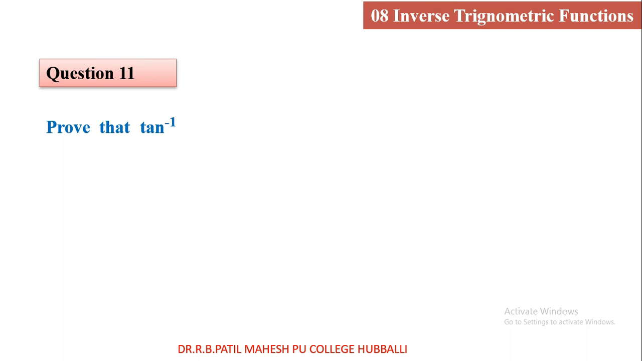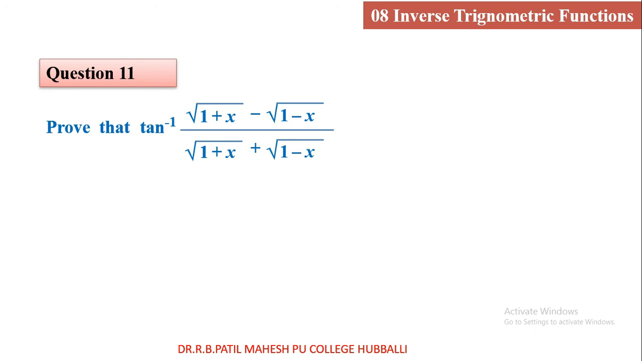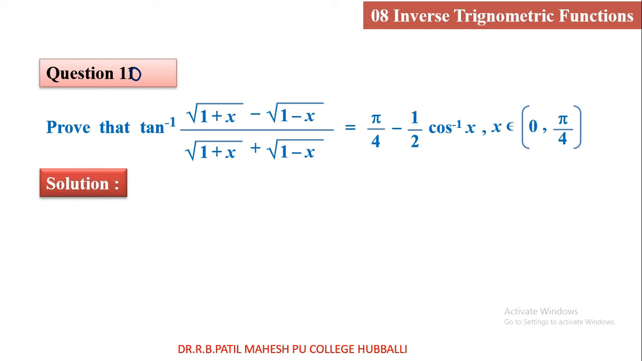Let me take the next question. Prove that tan inverse of root of 1 plus x minus root of 1 minus x upon root of 1 plus x plus root of 1 minus x is equal to pi by 4 minus 1 by 2 into cos inverse x, where x belongs to the values 0 comma pi by 4. Dear students, this question number is 10, not 11. So let us have the solution.